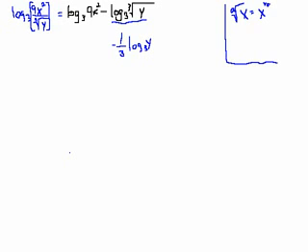And for the first part, we can actually do two steps in one. We can say log base 3 of 9, and then plus 2 log base 3 of x. So the 2 comes down.